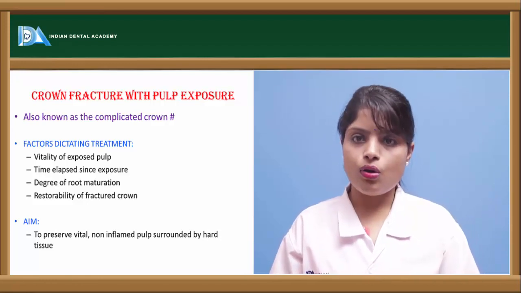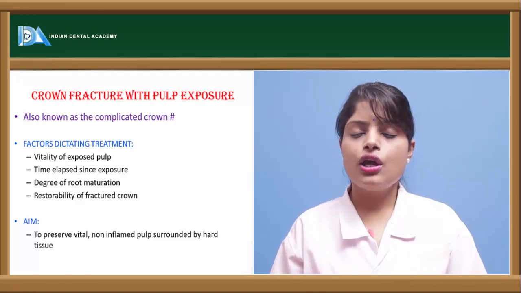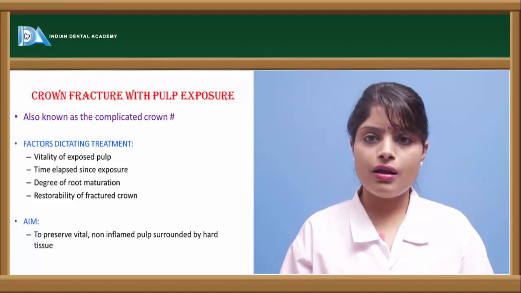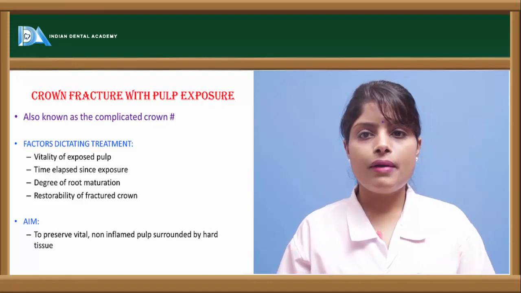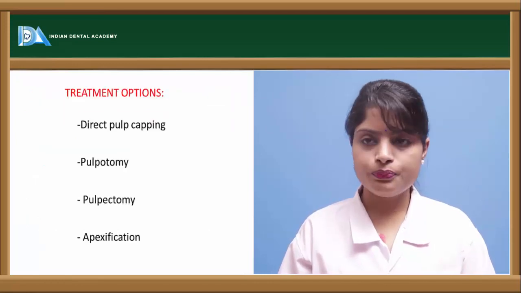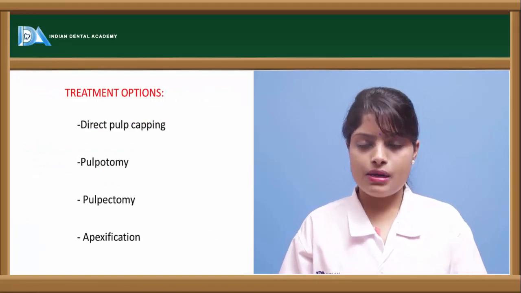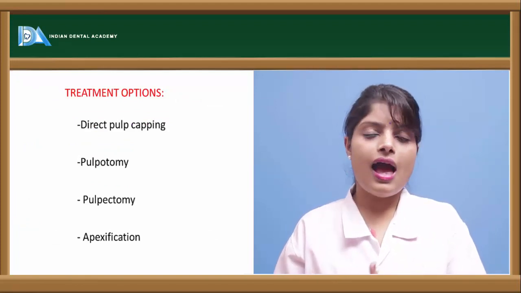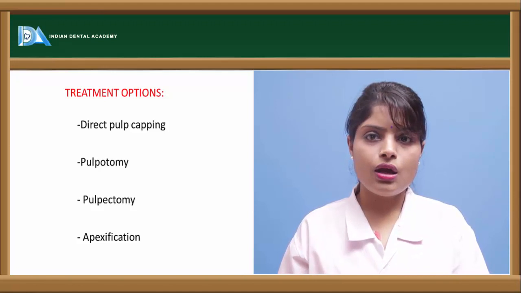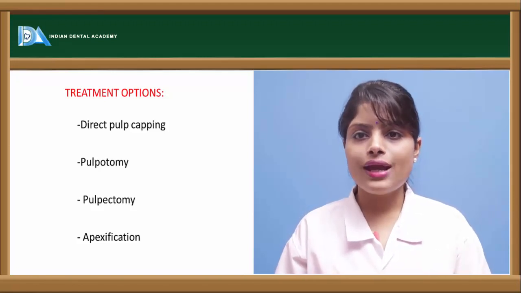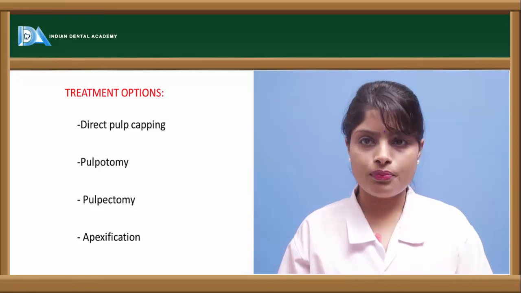Then the aim of the pulp therapy procedure is to protect the dental pulp, the vitality of the dental pulp, by using pulp protective measures. Various treatment options are direct pulp capping, pulpotomy, pulpectomy, and apexification. Now, when should each procedure be performed?